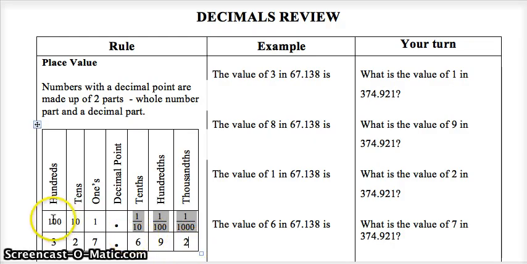Now, if you look here at the place values, we've got 100, and if you divide 100 by 10, you get 10, and if you divide 10 by 10, you get 1, and then we've got our decimal point. And now if you keep dividing by 10, 1 divided by 10 is 1 over 10, and that's called a tenth. And if you divide a tenth by 10, you get a hundredth, and that's 1 over 100. And if you divide that by 10, you get 1 over 1,000.